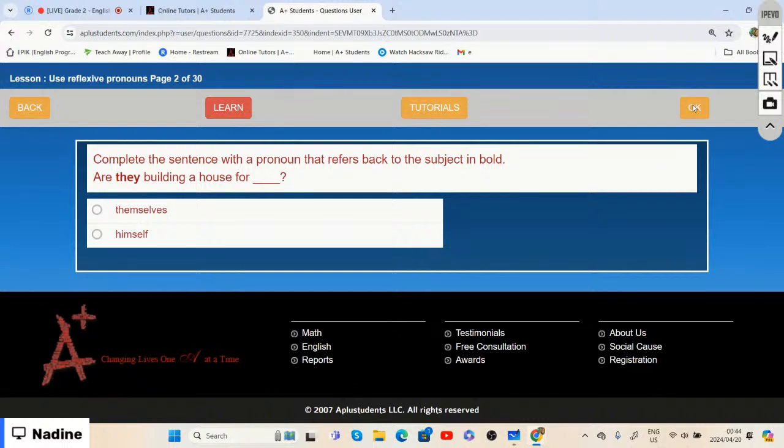They, we now need to choose the correct reflexive pronoun that refers back to they. It says, are they building a house for? Do we say themselves or himself? It refers to they, and the reflexive pronoun is either themselves or himself.